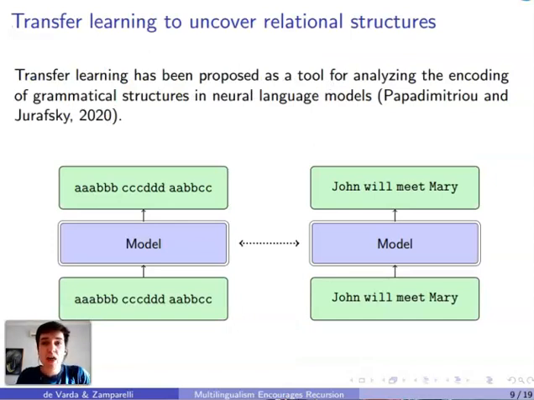So how can we inspect whether massively multilingual models have encoded the language universals that we are studying? We chose to employ transfer learning as a tool for analyzing the encoding of grammatical structures in neural language models. This method allows us to assess the structural awareness of a neural language model by studying how the input acts as a learning bias when transferring the model from one symbolic system to another. In Papadimitriou and Jurafsky's study, they trained the model on artificial corpora and tested it on natural language data, while we inverted the direction of the transfer, applying a pre-trained model to artificial data.